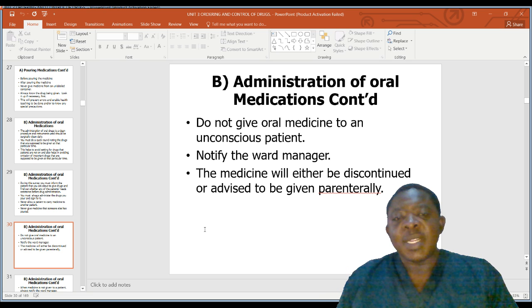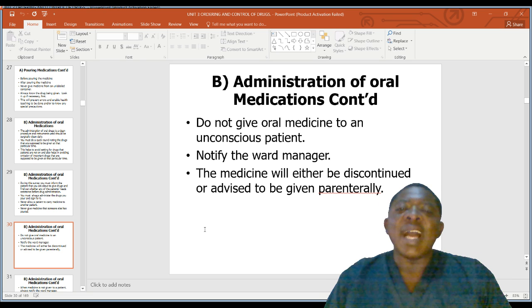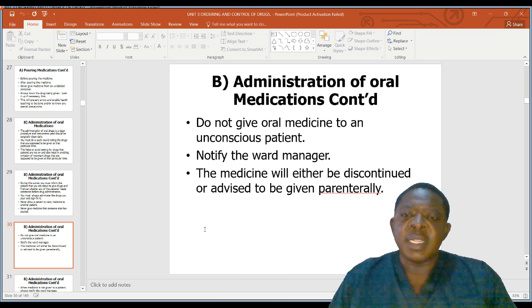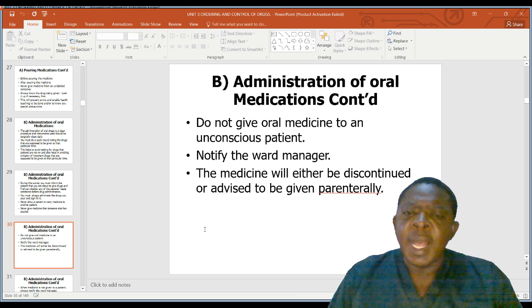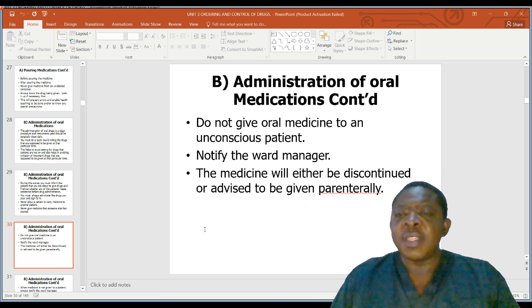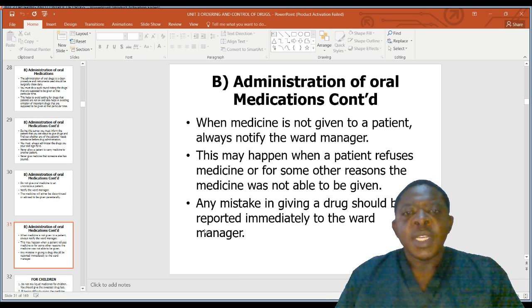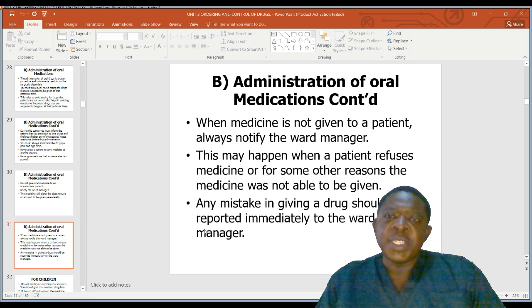Notify the ward manager if at all there are any adverse effects of the drug so that the necessary antidote can be given. The medicine will either be discontinued or advised to be given parenterally for the unconscious patients.